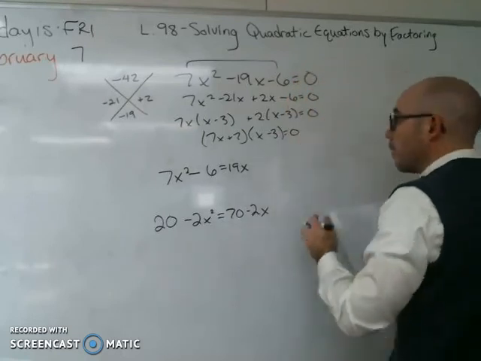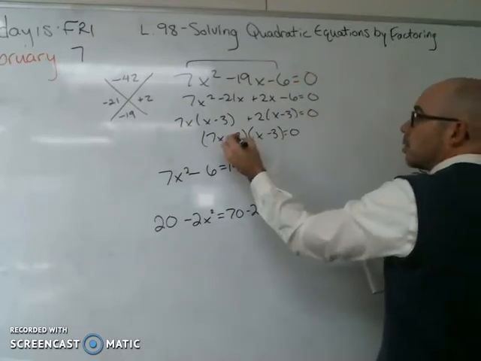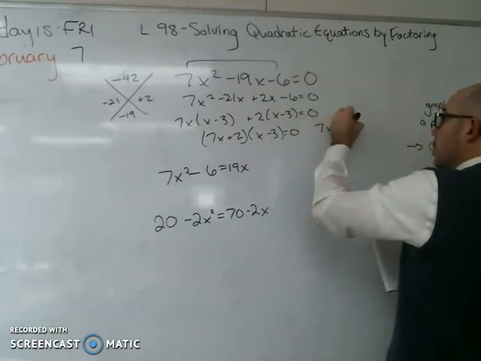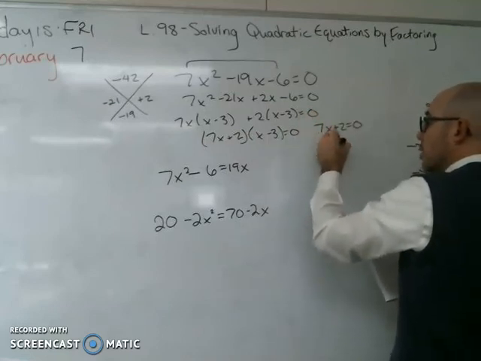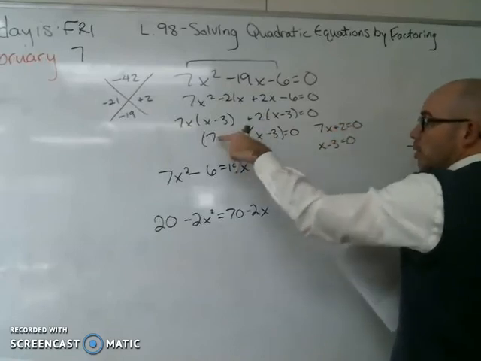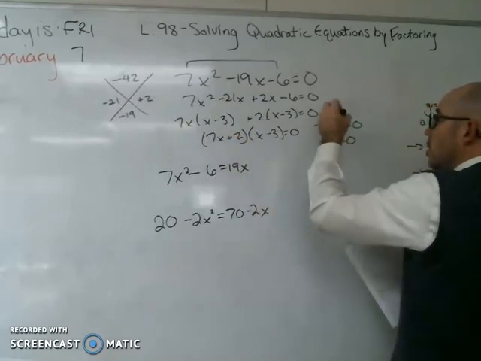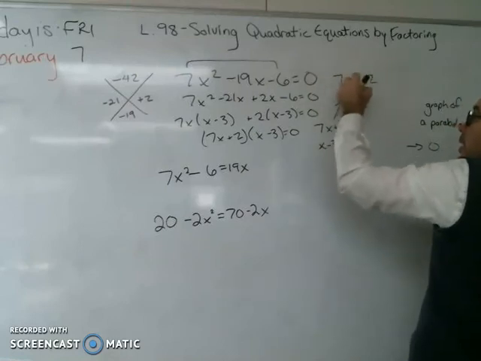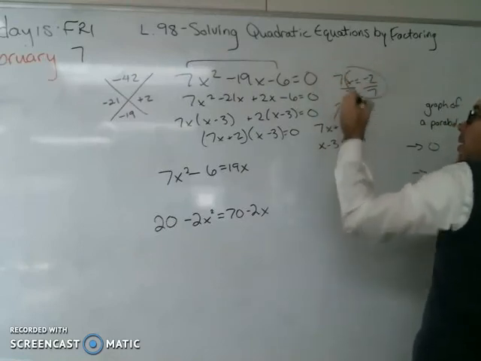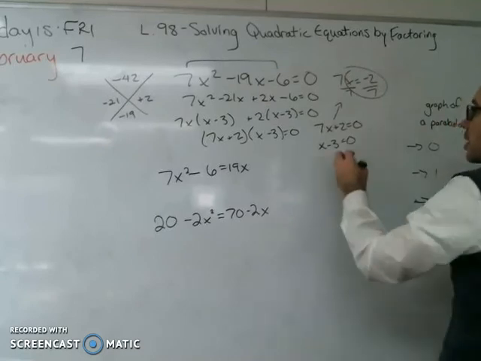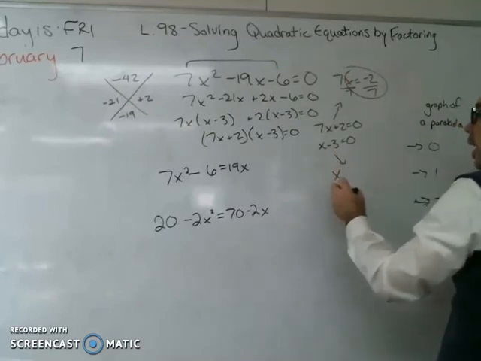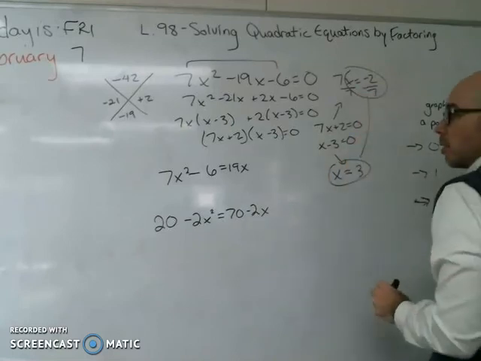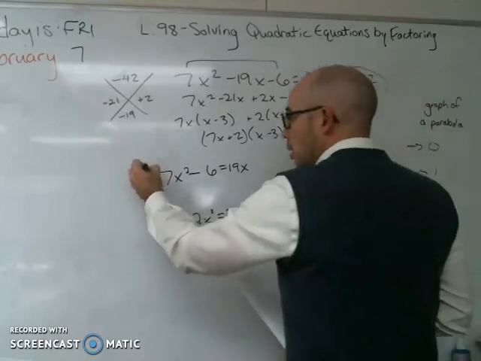How are we doing on time? We're going to split that up into two separate pieces. Either 7x plus 2 equals 0, or x minus 3 could equal 0. Either solution will make this product equal 0. So if I do this one, I'll have 7x equals -2, and finish off by dividing by 7. x could be -2/7, or if I do this one, I add 3 to both sides. x could equal 3. Those are my two solutions to the problem. Check.